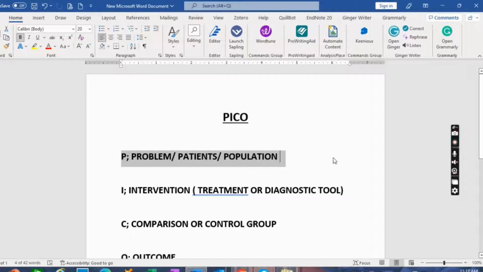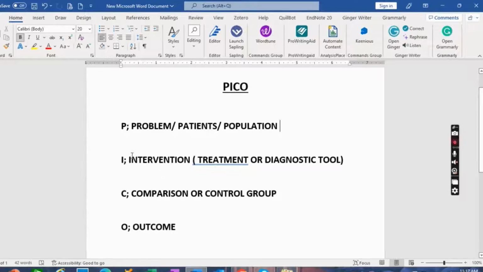What is your P? The second thing, I'm coming to this I. In the PICO question, we have this I. So what does this I mean? I means intervention. I is for intervention, and an intervention could be a treatment option, a drug therapy, a diagnostic tool, or a prognostic tool, whatever.